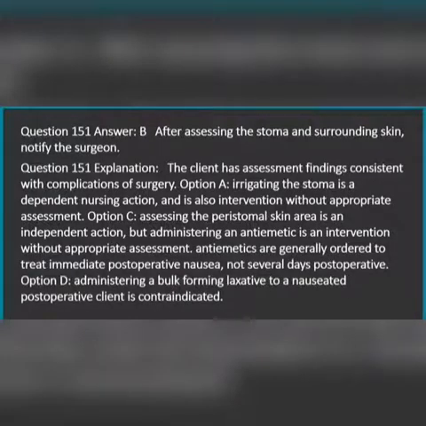Question 151. Explanation. The client has assessment findings consistent with complications of surgery. Option A. Irrigating the stoma is a dependent nursing action, and is also an intervention without appropriate assessment. Option C. Assessing the peristomal skin area is an independent action, but administering an antiemetic is an intervention without appropriate assessment. Antiemetics are generally ordered to treat immediate postoperative nausea, not several days postoperative. Option D. Administering a bulk-forming laxative to a nauseated postoperative client is contraindicated.